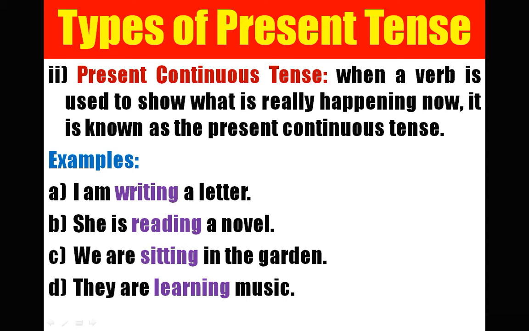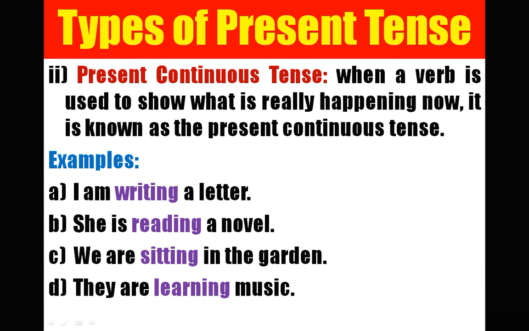I am writing a letter. Sorry, I'm not so good with color. I think this should be pink or something. The words in pink indicate that the actions are taking place now. I am writing a letter. She is reading a novel. We are sitting in the garden. They are learning music. All this indicates that the actions are taking place currently.